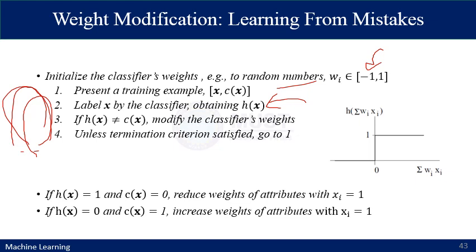There are two simple rules. If your prediction is equal to 1 and the actual target is equal to 0, you have to reduce the weights of all the input attributes where the value is positive. On the other hand, if the prediction is 0 and the target is 1, you have to increase the weights of the attributes which have the value equal to 1.